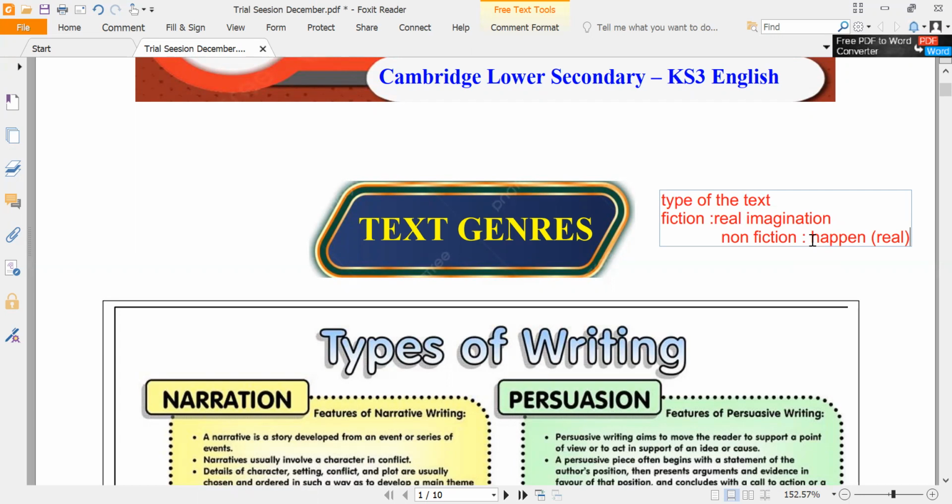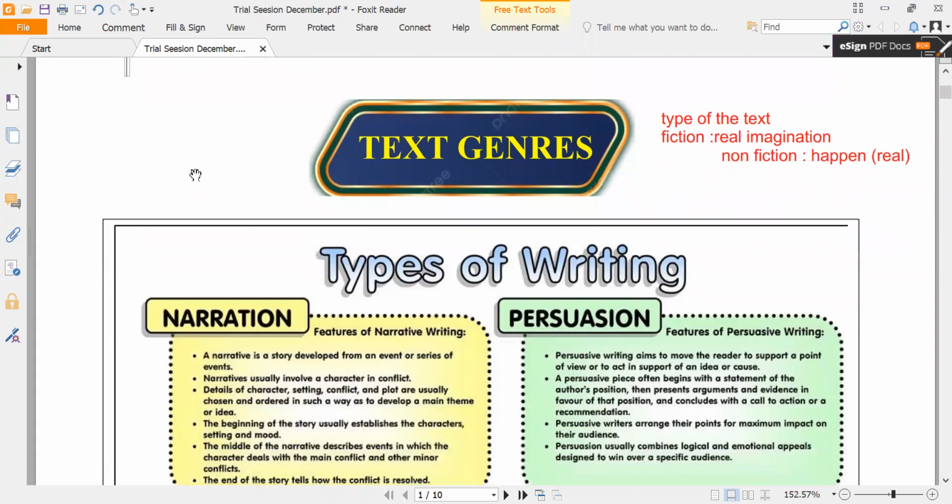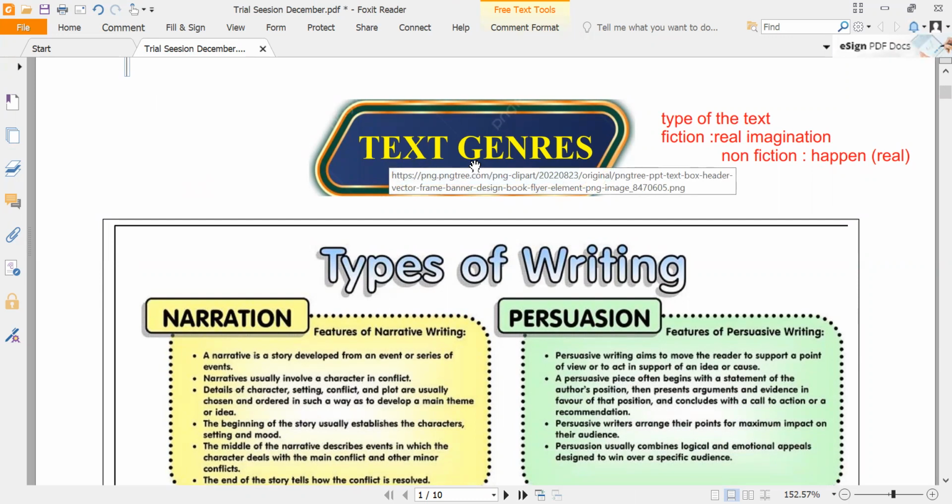But if I asked you, imagine that you had a dream, will this text be fiction or non-fiction? It will be fiction. Exactly, because I asked you to express yourself about something that didn't really happen. Clear? Perfect. So now I hope we understood what we mean by text genres.